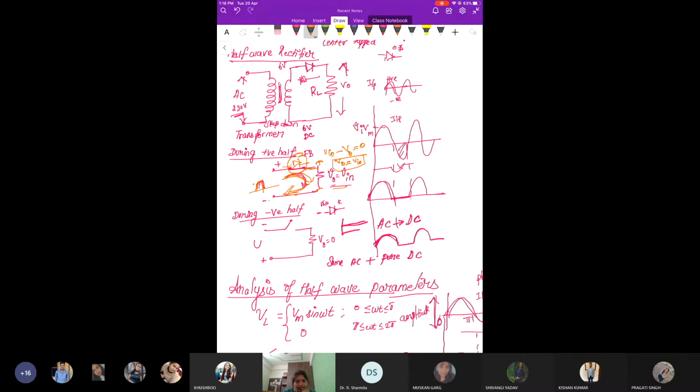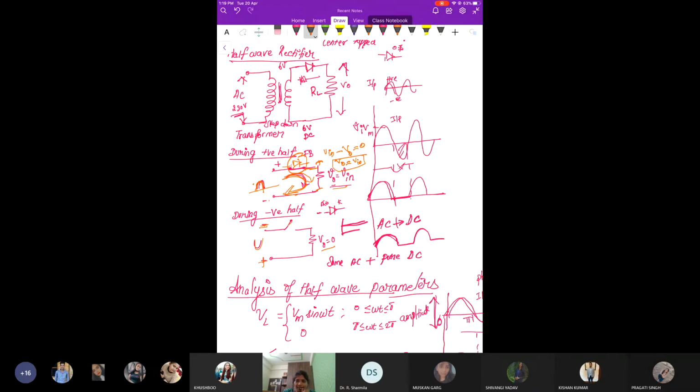So during the negative cycle, what happened? Here I am going to apply the negative half, so the input for the circuit is minus, plus. So minus is connected to the anode, so it will act as reverse biased. It is an open switch, so the current flow is equal to 0.